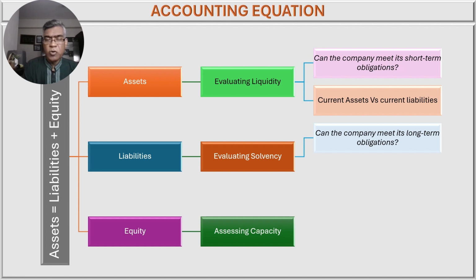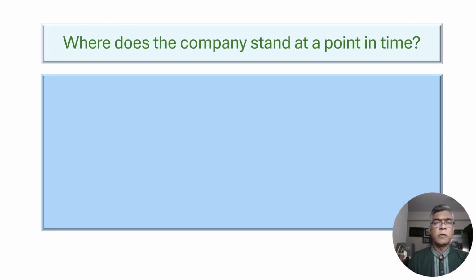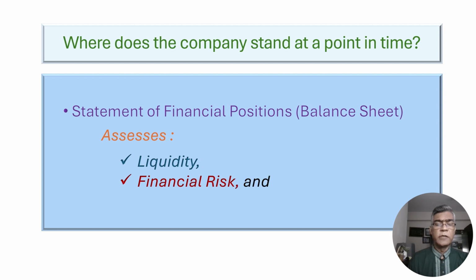Can the company meet its long-term obligation? Long-term obligations are equivalent to solvency. We assess financial risks, debt versus equity. What is the company's capacity to produce and grow? We need to see tangible versus intangible assets. Where does the company stand at a point in time? It indicates financial position, right? Go for the statement of financial position or balance sheet. It helps us assess three technical areas: liquidity, financial risks, and capacity to produce and grow.